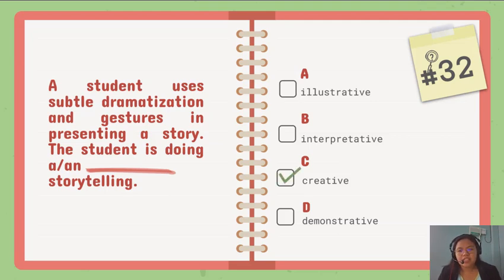Storytelling is an oral sharing of a personal or a traditional story to an audience for the purpose of entertaining or educating them. It may be illustrative, one that uses illustration or drawings in presenting a story, creative or dramatic, or one that makes use of subtle dramatization, gestures, and creative movements in presenting a story.